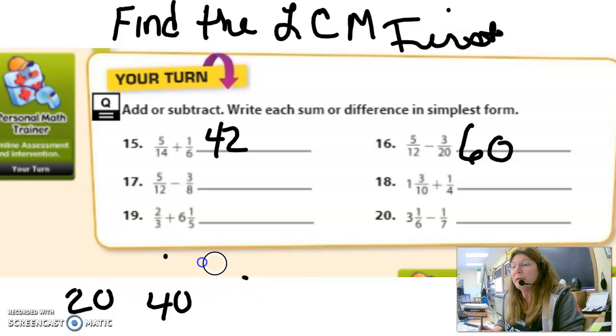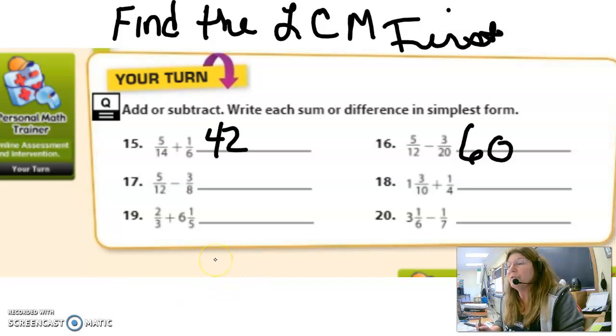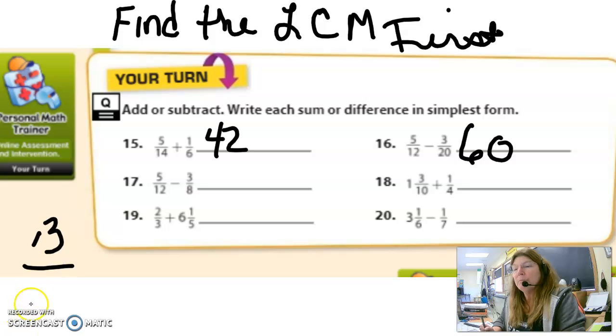You're going to be giving me the answers, all right? And you're going to give me for 17, and 18 is a mixed fraction. So we have to turn it into an improper. How do we do an improper? We do an improper by 1 times 10 is 10 plus 3 is 13, which becomes my numerator. My denominator is still 10, plus 1/4.